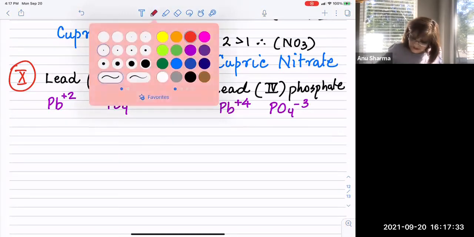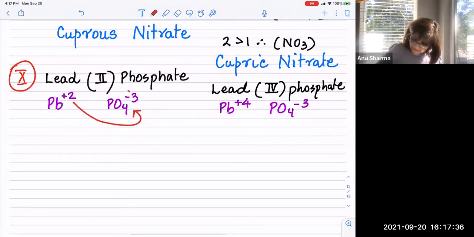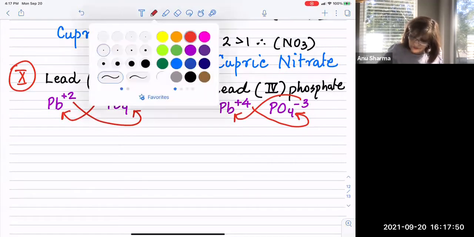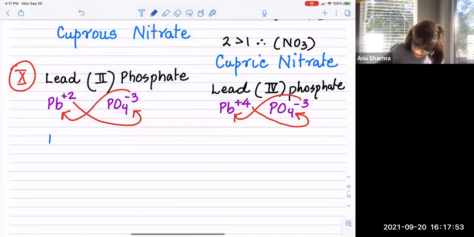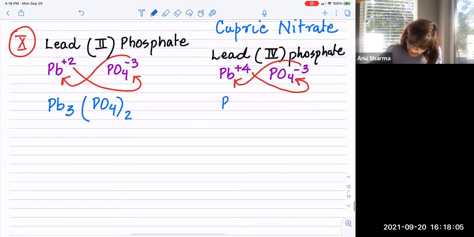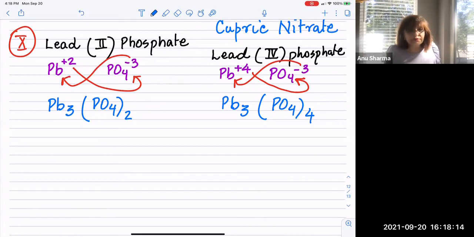Now you crisscross. 2 comes here and 3 goes here. 4 comes here and 3 goes here. When 2 and 4 are more than 1, you have to put them in parentheses. So this becomes Pb3 parentheses PO4 whole twice, because 3 and 2 cannot be simplified. And the other one is Pb3 parentheses PO4 whole 4.